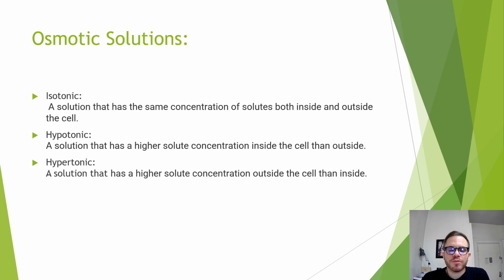There are three types of osmotic solutions: isotonic osmotic solution, which is a solution that has the same concentration of solutes both inside and outside the cell; hypotonic osmotic solution, a solution that has a higher solute concentration inside the cell than outside the cell; hypertonic solution, a solution that has a higher solute concentration outside the cell than inside the cell.